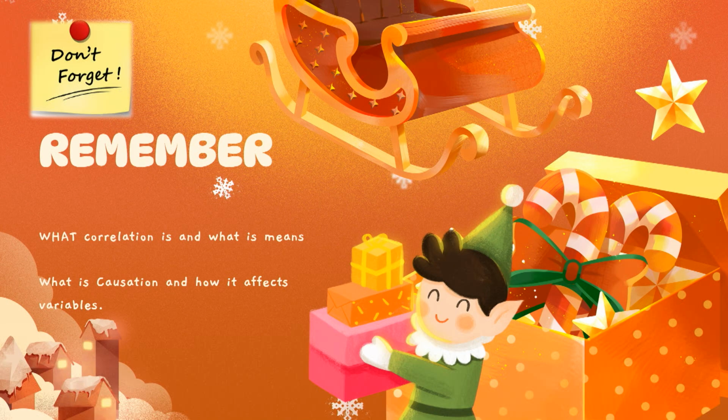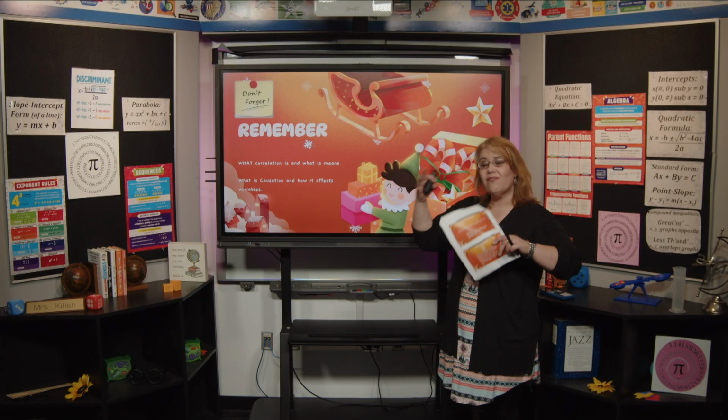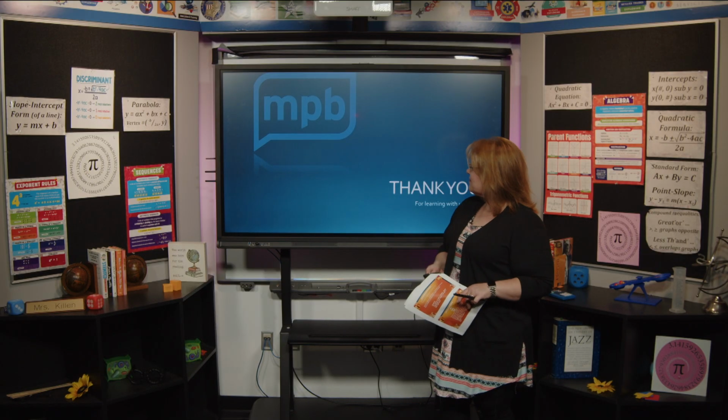One last thing to remember, what our correlation is and what it means. We are having a relationship. It doesn't mean that we're going to change something because of that relationship, but we do have a relationship. And what is our causation and how does it affect? When something happens, it is going to initially affect something else.